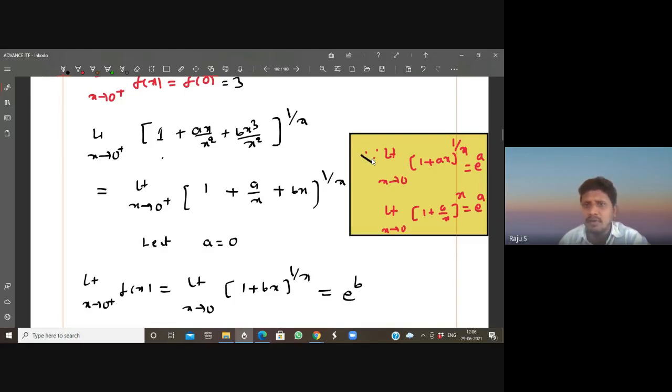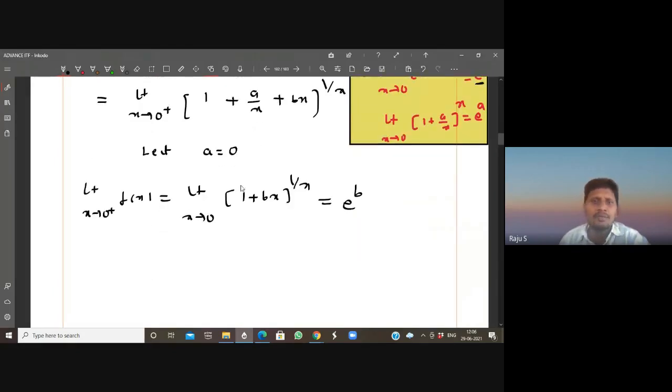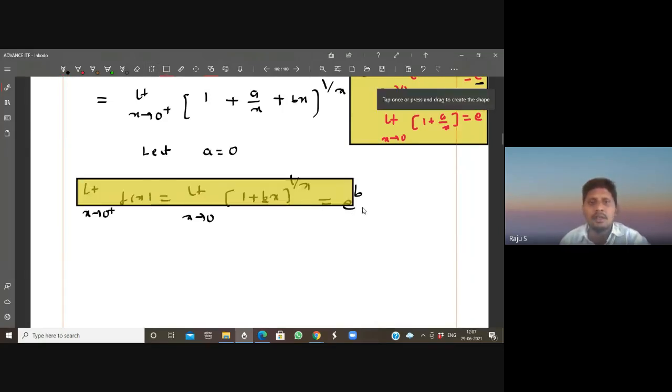According to the formula, limit x tends to 0, 1 plus, in place of a, here we are having b, all to the power of 1 by x, this is equal to e power a. Because, you know, if you want to find that, take logarithmic on both sides. The procedure is that to find this limit, you can apply the log on both sides. So after simplifying, again, you are going to get e to the power of b, means whatever the x coefficient is there, that becomes power of e. So e power b. So this is the right hand limit. Right hand limit is clearly e to the power of b.